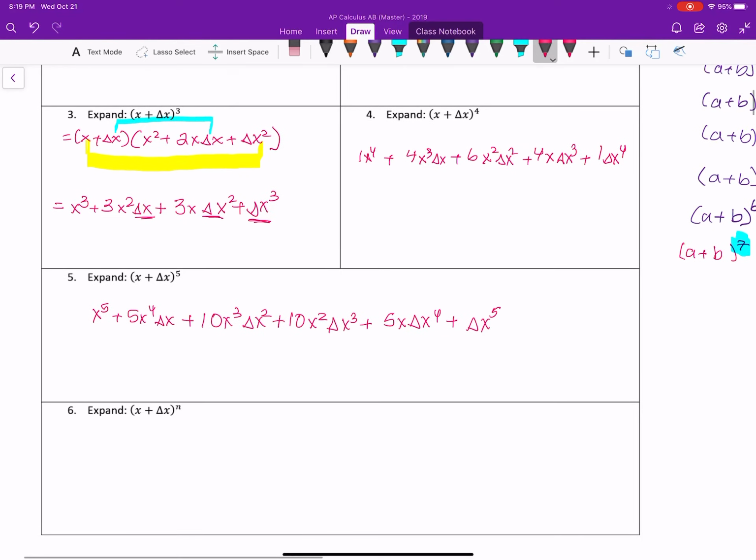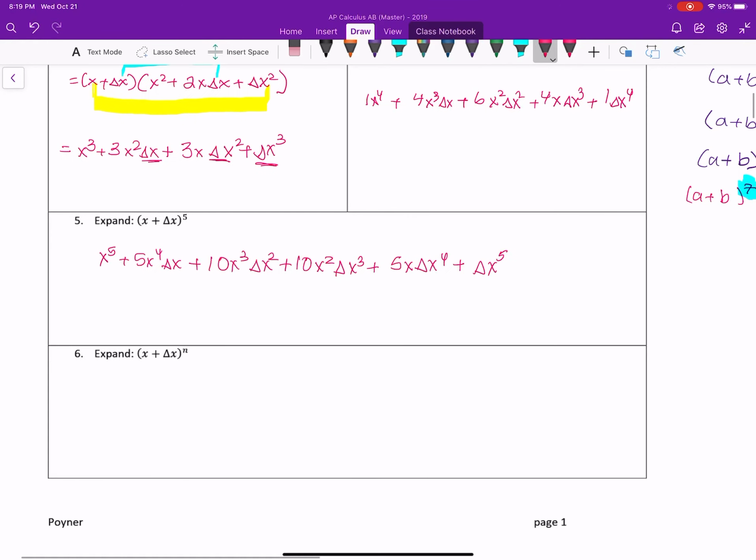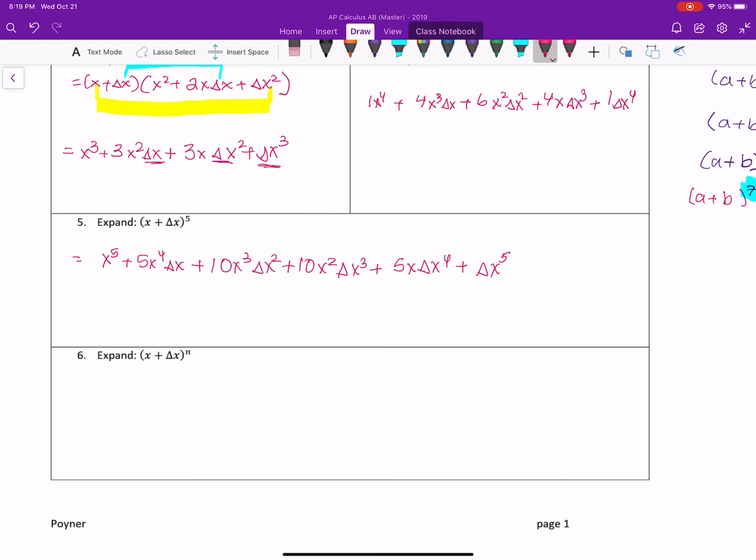Now for number 6, we're going to do a similar thing, but now it's to the nth power. So instead, I'm just going to predict, and then I'm going to use some variable to indicate some of the coefficients in the middle terms, because I don't know how many terms are going to be. But some things that I definitely know. I know the leading coefficient is going to be 1, so it's going to be x to the n is going to be the first term. I don't need to write the 1.